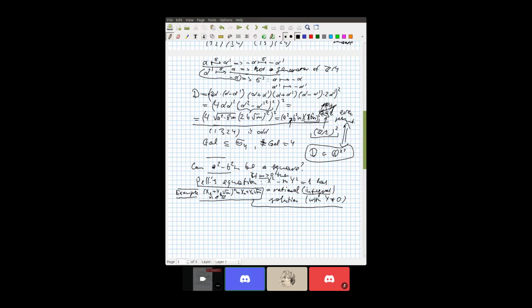Now, what about negative? So if m is negative, then what? We want this to solve the same equation. And y square is equal to 1.